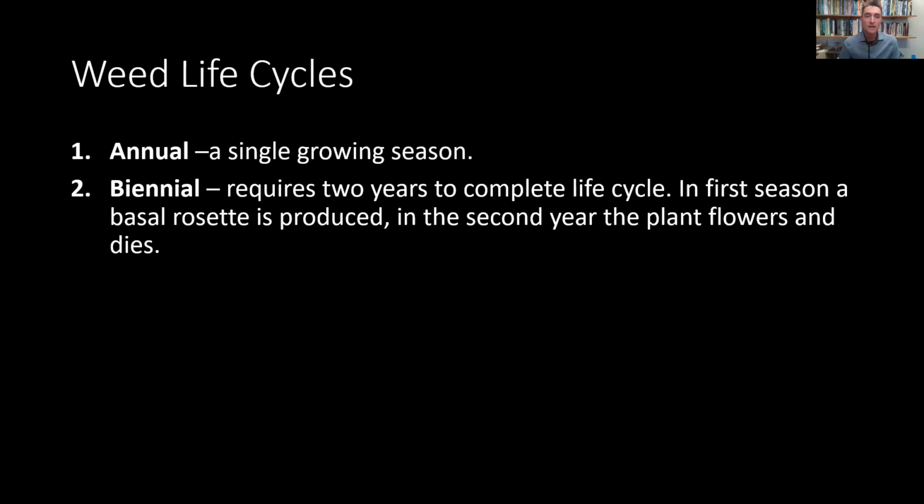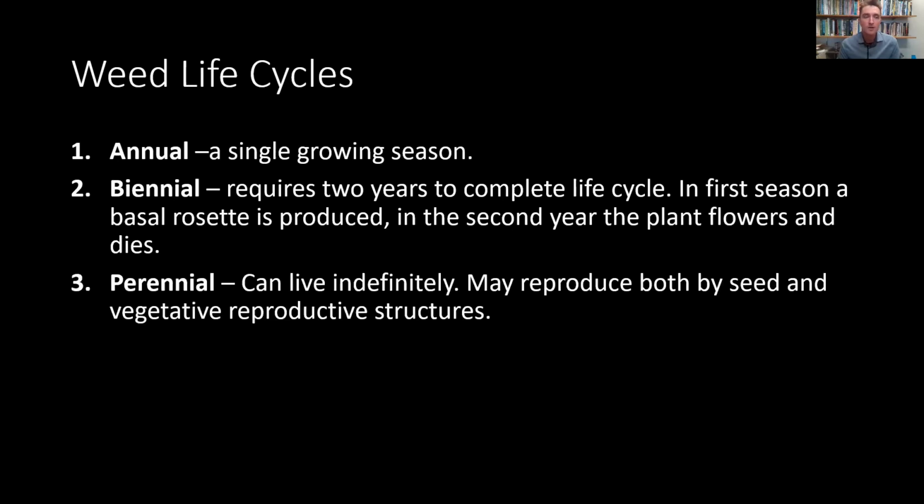A biennial plant requires 2 years to complete the life cycle. In the first season, usually a basal rosette, or just a round arrangement of leaves, is produced. And in the second year is when the plant will flower and die. And this is different still from our third life cycle, which is perennial, meaning the plant can live indefinitely, year after year, or as long as it's longer than 2 years, we call it perennial.